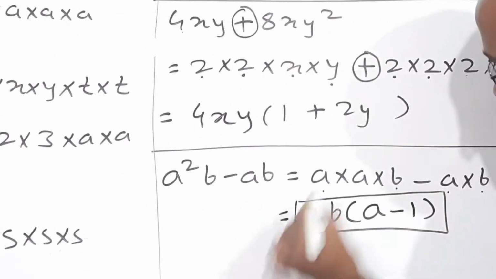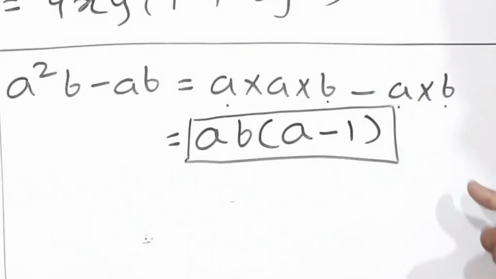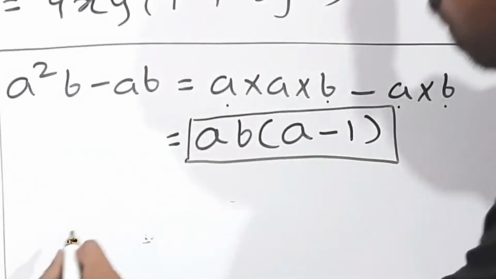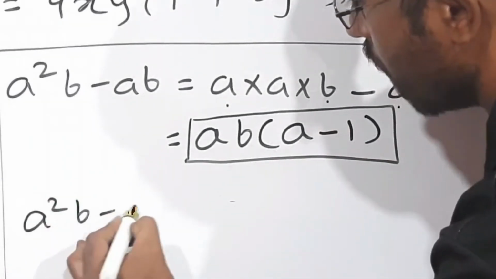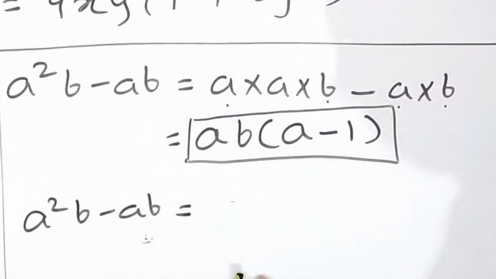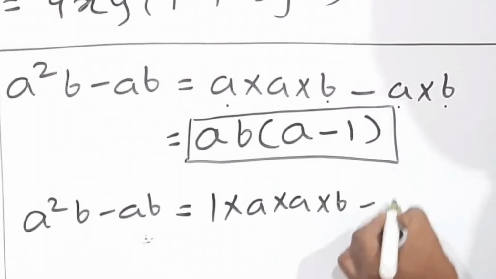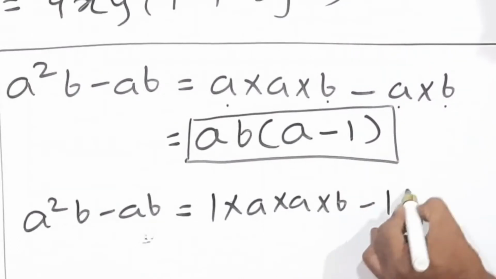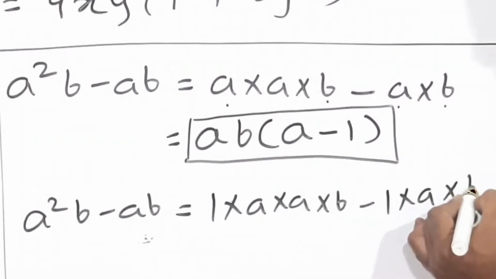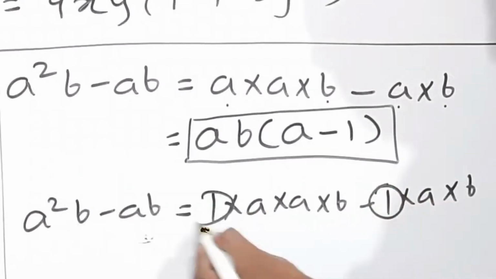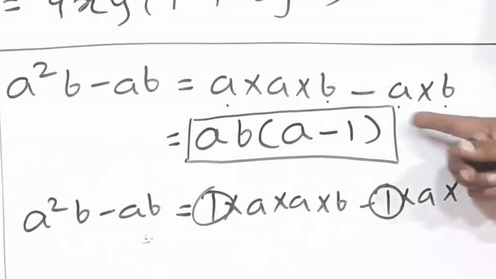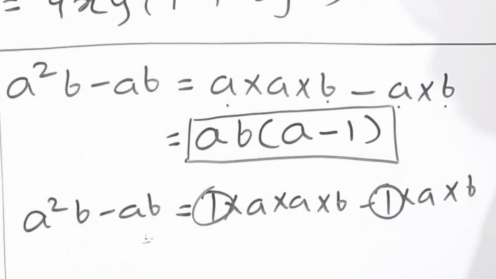This is our final answer. Are you getting it, students? Why is 1 always there? Because for each and every number, a square b minus ab can always be written as 1 multiplied by a multiplied by a multiplied by b, minus 1 multiplied by a multiplied by b. So this 1 is always a hidden factor. Okay, and whenever everything is finished, that comes into existence.